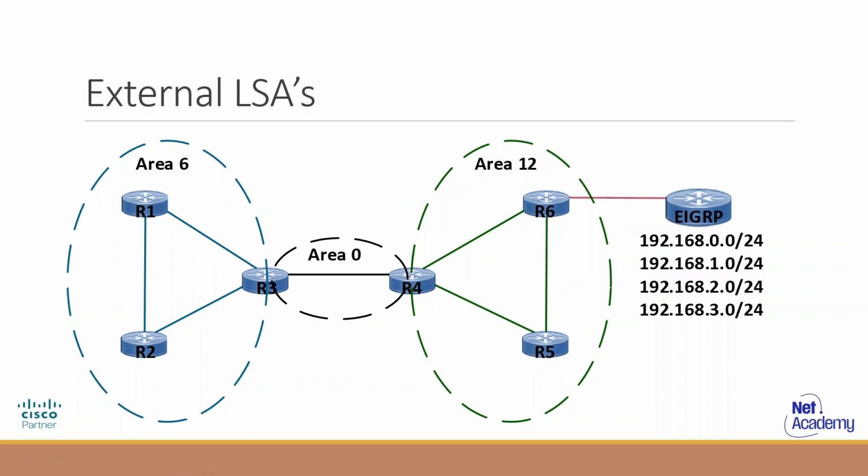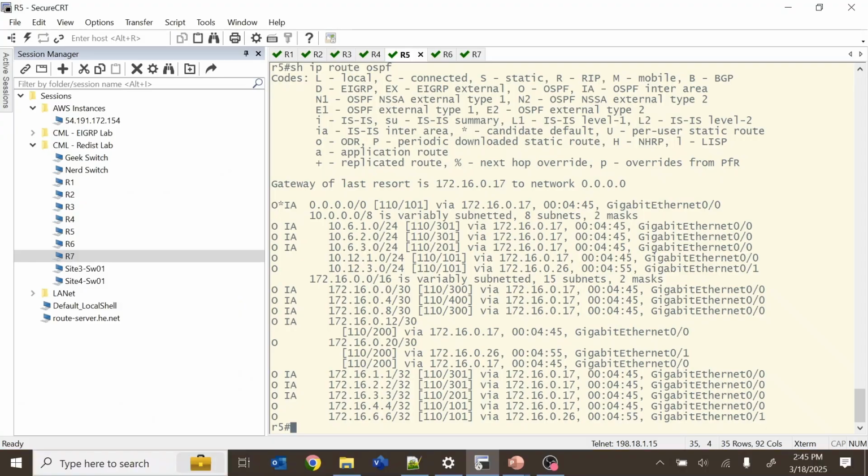Recall that what the NSSA tag does is it converts it to a stub or total stub area, either one, with an ASBR. It turns those type 5s into type 7s. When the ABR gets the type 7, it changes it back into a type 5. So we're going to have to convert this to a stub, a NSSA area.